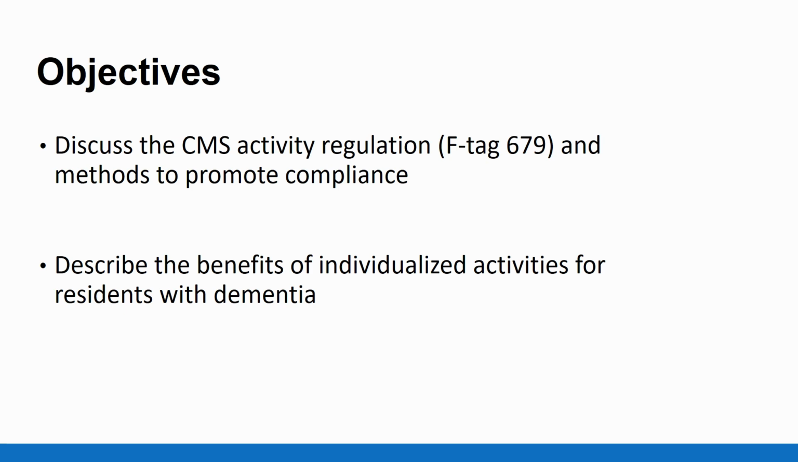As noted on the slide and in your handout, there are two learning objectives for this part of the training program. At the end of Part 1, you should be able to discuss the CMS activity regulation, which is also called an F-tag, and be familiar with the ways you can help the team be in compliance with the regulation. Under the new rule, each team member has a job, so knowing what you are expected to do is important. You should also be able to describe the benefits of individualized activities for residents with dementia, and there are many benefits. Before we move ahead, let's define who and what CMS is.